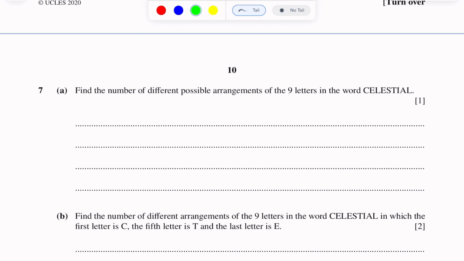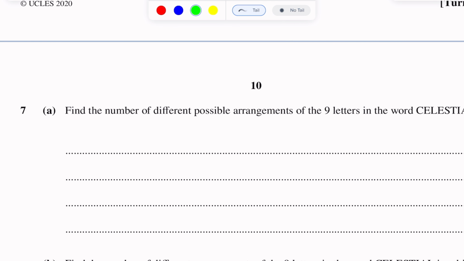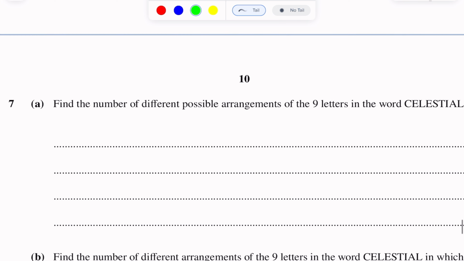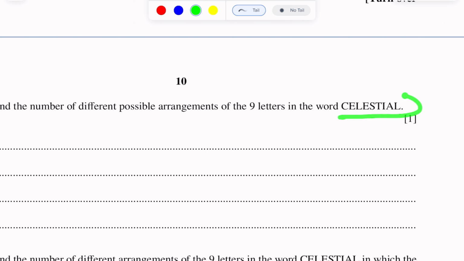Question number 7. This question is the last question of this paper. This question is from permutations and combinations. Part A of this question is: find the number of different possible arrangements of the 9 letters in the word celestial. Celestial is a 9-letter word.